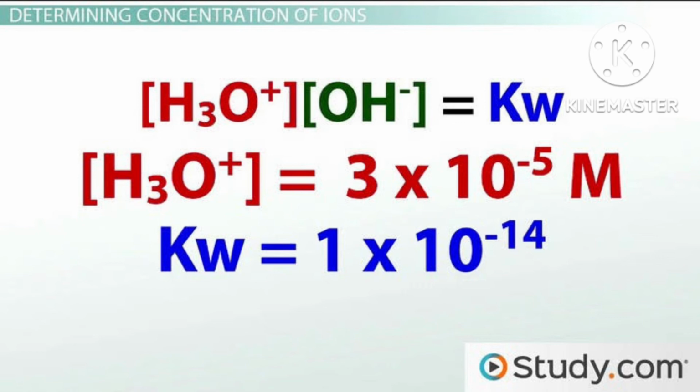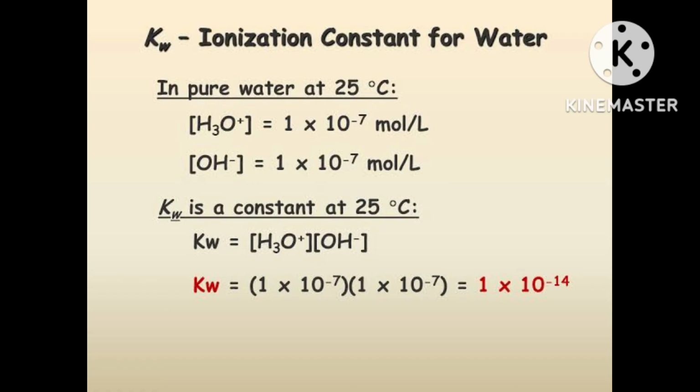Then what will be the value of Kw? Now put the value of H ion and OH ion. Kw will be 10 to the power minus 7 into 10 to the power minus 7, which is 10 to the power minus 14, and 1 into 1 is again 1. Hence Kw is equal to 1 into 10 to the power minus 14 M square. This is the value of Kw.